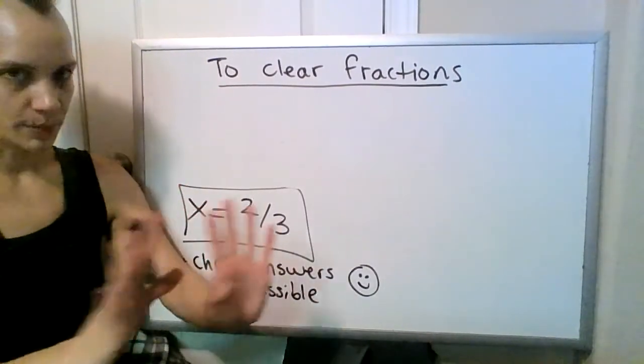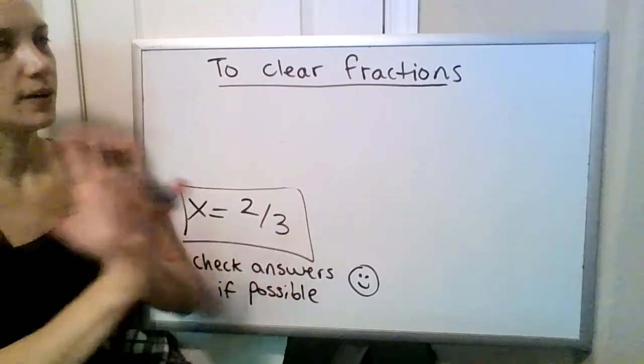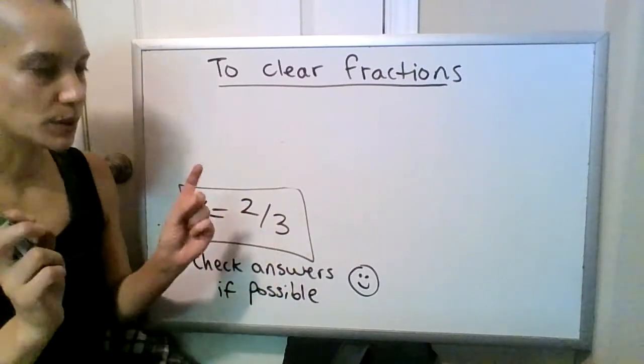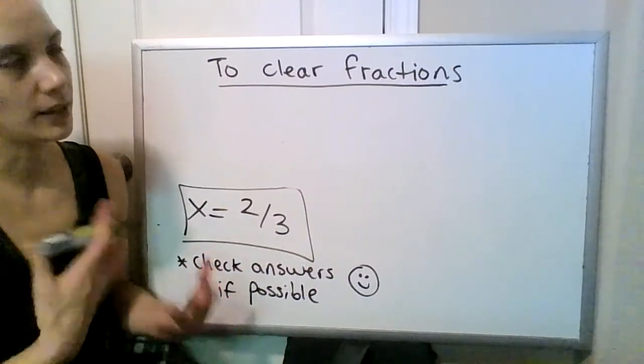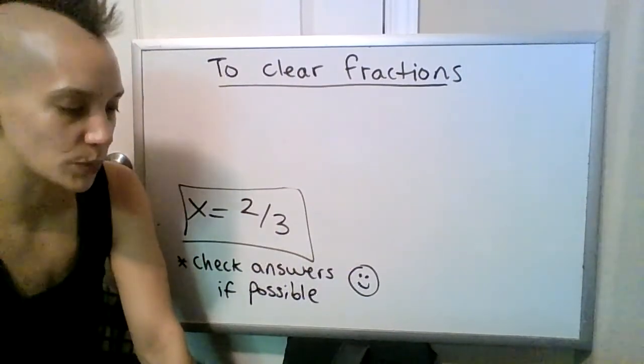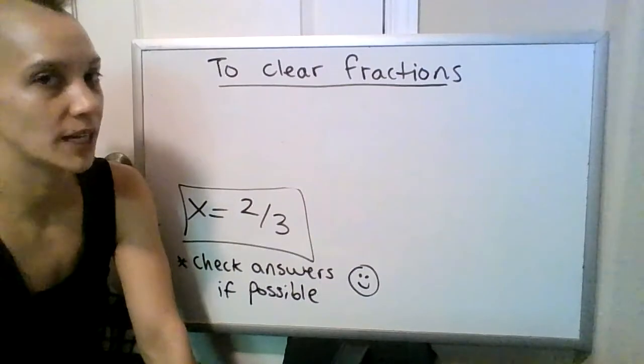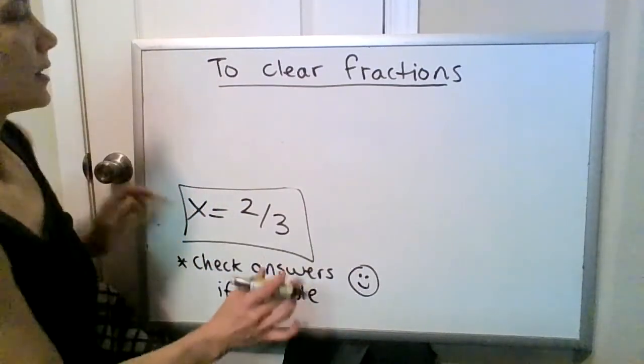Okay, so if your equation has a bunch of fractions in it, you can get rid of all of those fractions by multiplying both sides by the LCD. So you do have to do scratch work, but at least you don't have to work with any fractions.